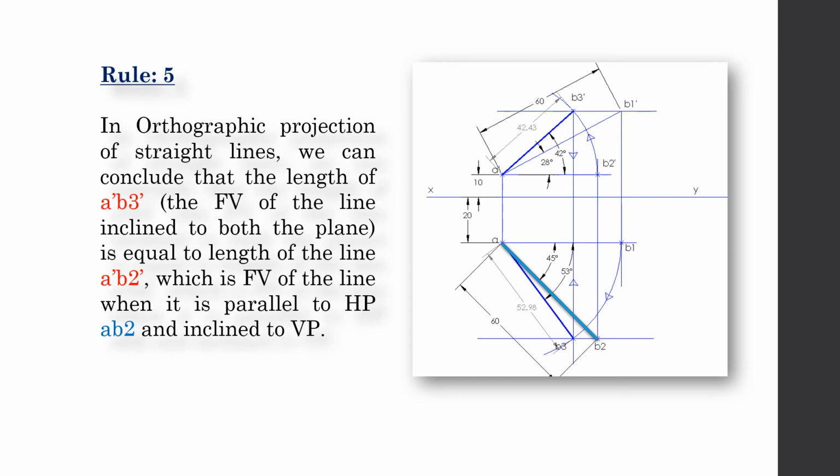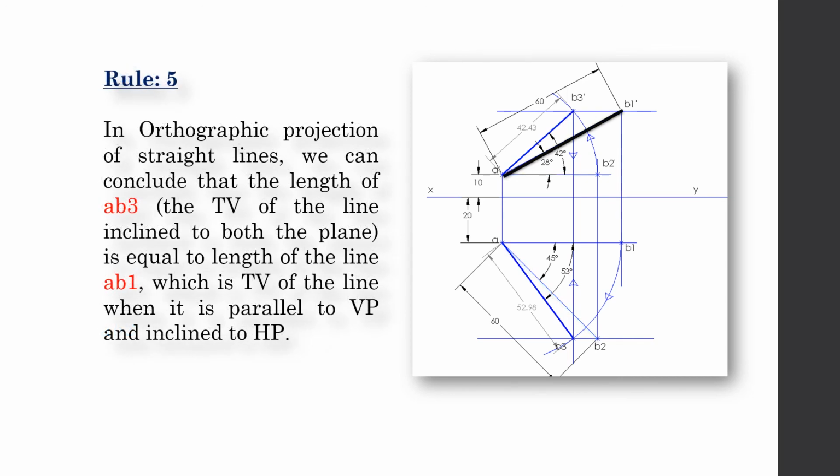Now just watch: AB2 is a line inclined to VP only. The corresponding projection is A dash B2 dash when it is inclined to VP only, and A dash B3 dash when inclined to both the planes. So those two front views are equal in magnitude. Likewise, A dash B1 dash is a line inclined to HP only. The corresponding projections AB1 is when it is inclined to one plane, AB3 when it is inclined to both the planes. But the magnitudes of AB1 and AB3 are the same.